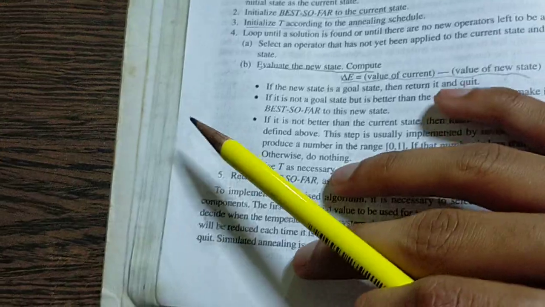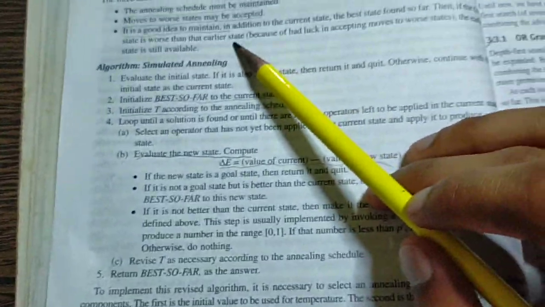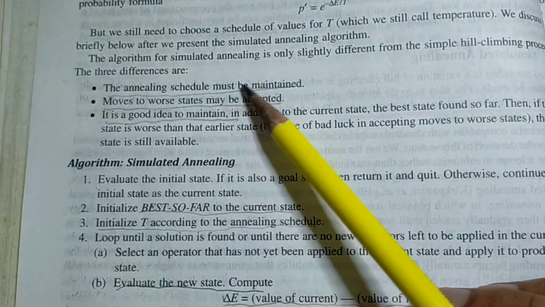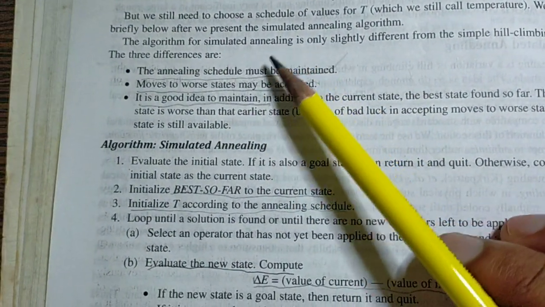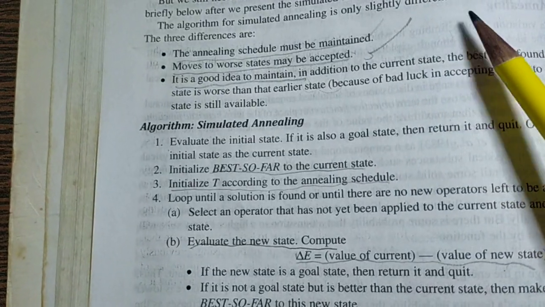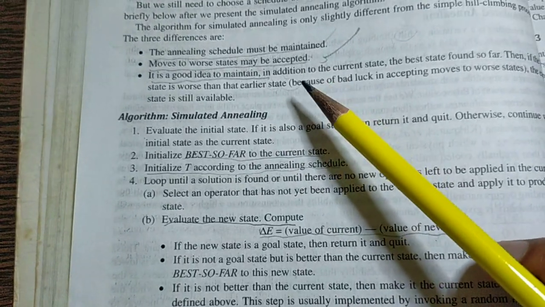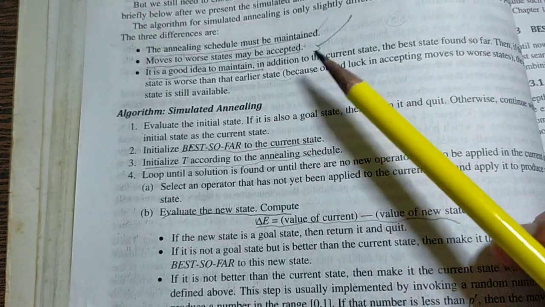In this algorithm also, we have some conditions. The annealing schedule must be maintained. Moves to worse states may be accepted. If the state is moved to a worse one, then it should be accepted. It is also a good idea to maintain the best state so far in addition to the current state.